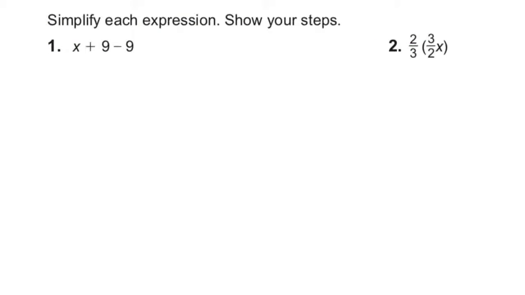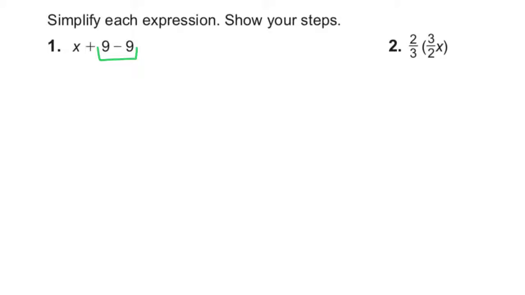So let's go ahead and jump to your worksheet and look at the examples that are on your worksheet. If we take a look at example number 1, you're going to notice that we have the expression x plus 9 minus 9. So these are already grouped for us. We see that we have x by itself, and then we have a positive 9 and a negative 9, or really truly 9 minus 9.